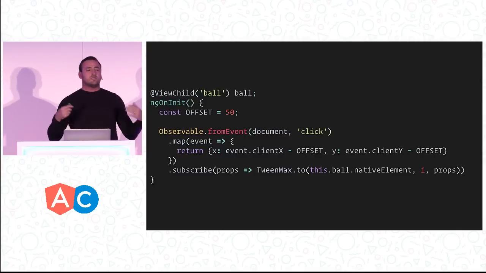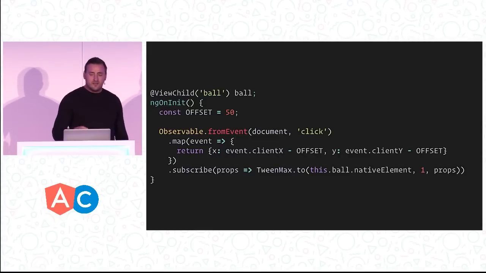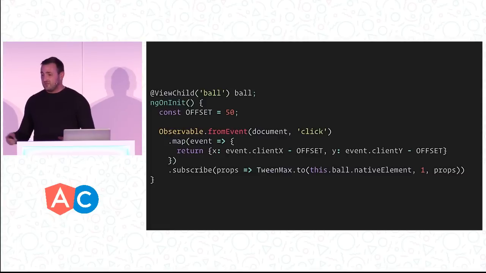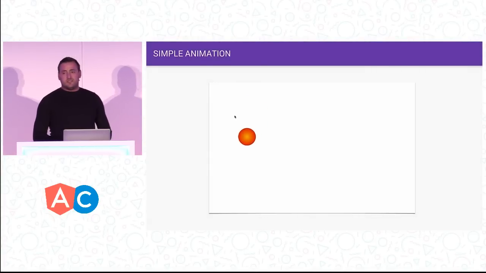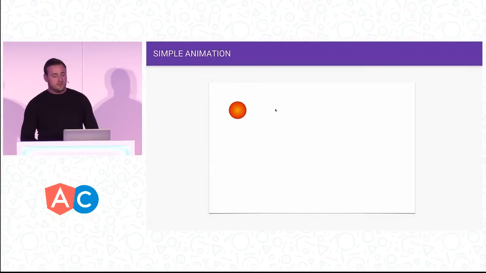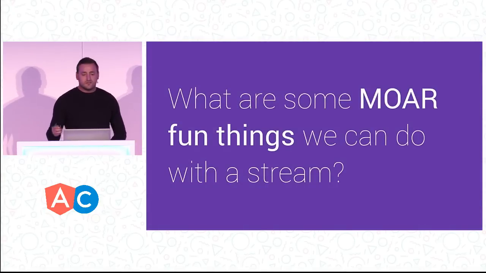So this is the simplest animation example I could come up with. Click, we map it to an XY pair, and then we just drop it into TweenMax, which is a pretty awesome animation library. And so now, feast your eyes on this. Okay, I'm not done having fun. So let's do something else.